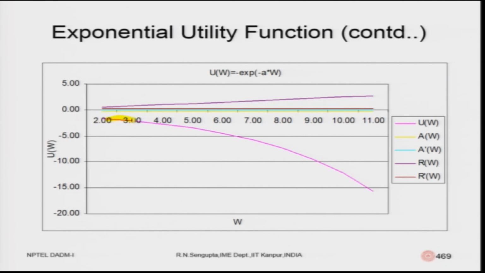So, once you have that, you can basically understand. This is the functional form of u, this is the functional form of r, and the yellow one, which is almost closer to 0, the greenish blue one, which is almost closer to 0, and the brown one would give us the values of a prime and r prime. So, you can calculate them accordingly.